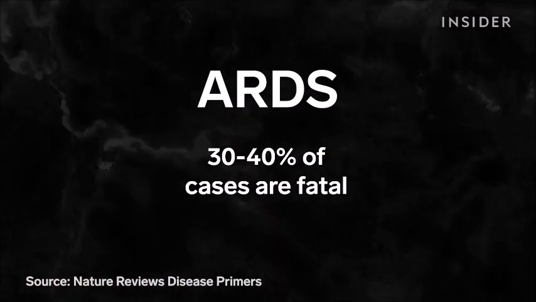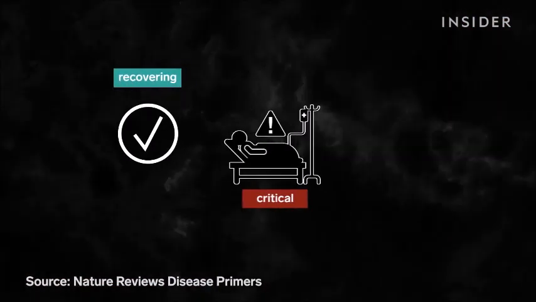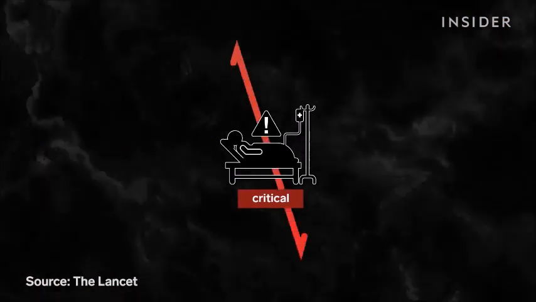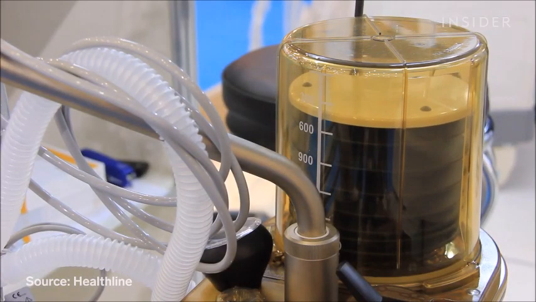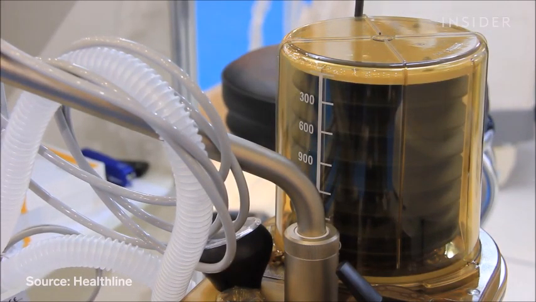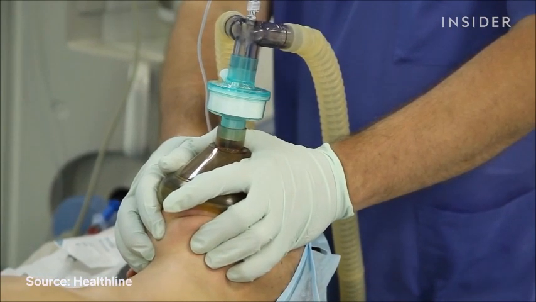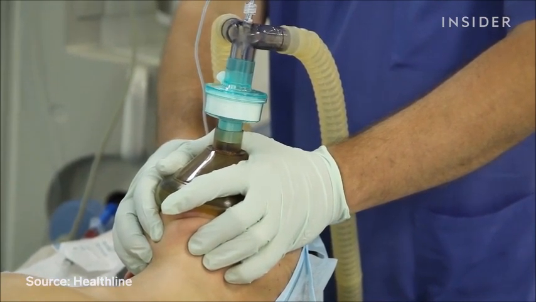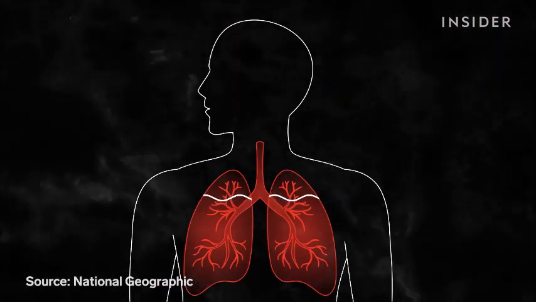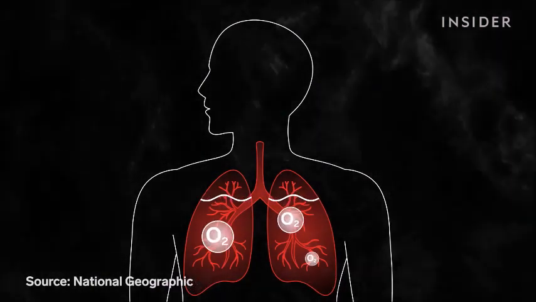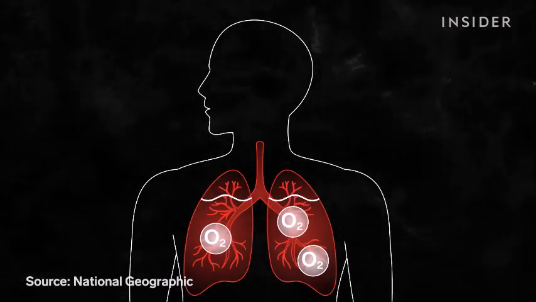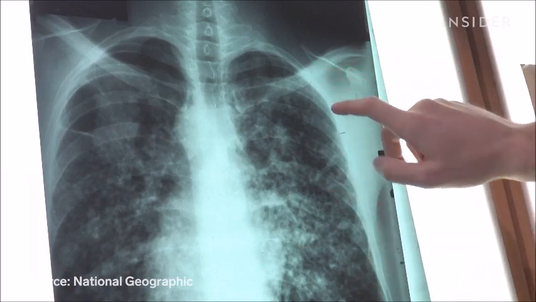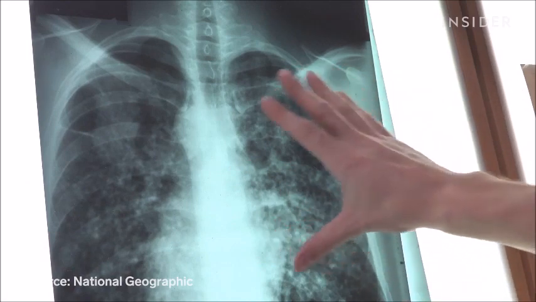ARDS is often fatal. In critical cases, it can lead to respiratory failure, requiring advanced life support, and this is most likely when patients head to the ICU. ARDS treatment includes supplemental oxygen and mechanical ventilation. The goal is to get more oxygen into the bloodstream, since the lungs can't. When this treatment doesn't work, the lungs are basically too flooded to get any oxygen into your bloodstream. That's the cause of most COVID-19 deaths. And even when a patient survives this phase, they could be left with permanent lung damage.